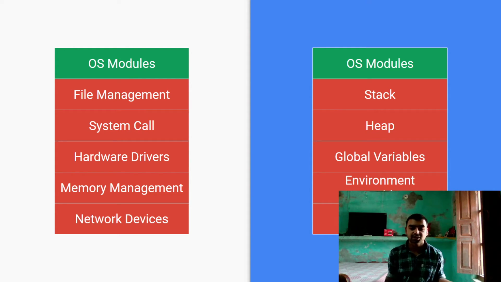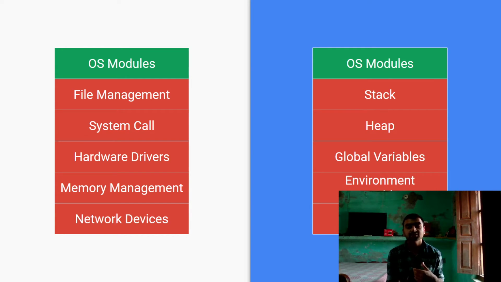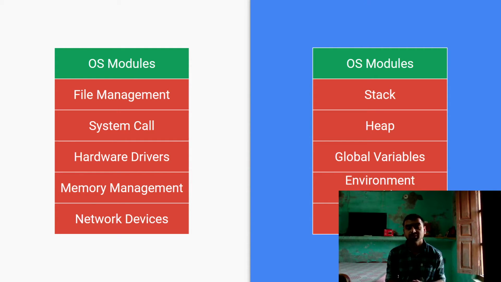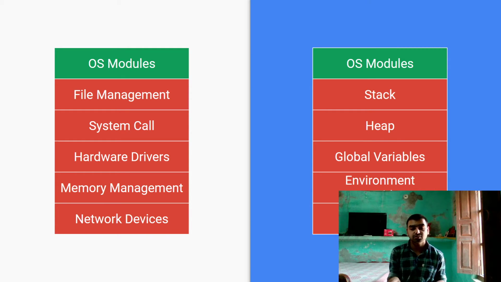Next we have a text section at the bottom. The text section contains the binaries of the whole program. Binary simply means zeros and ones. So our program is compiled into zeros and ones, and then the zeros and ones are stored inside of this text section of the memory.